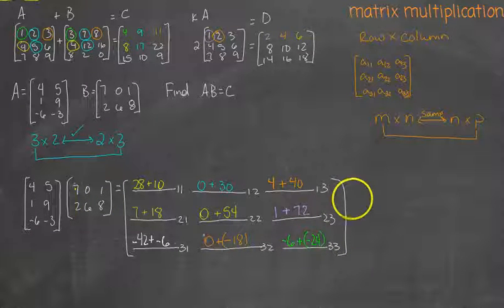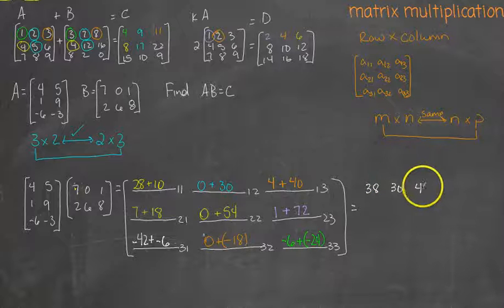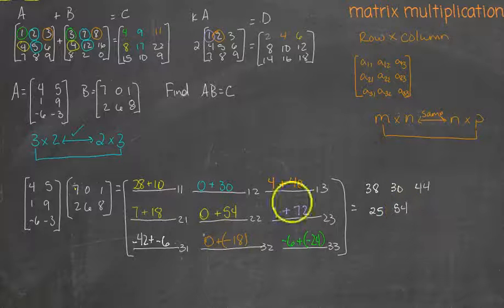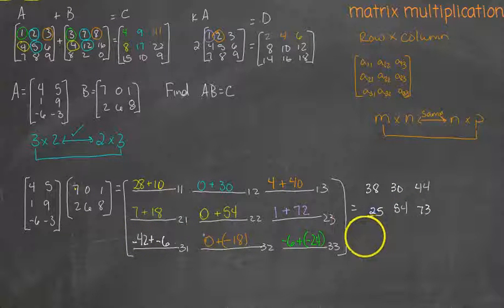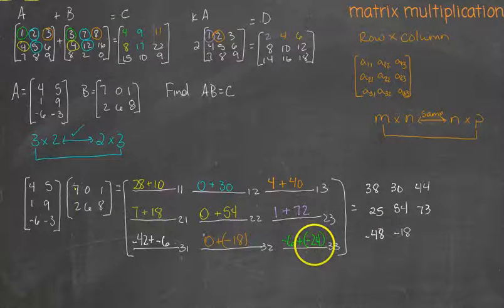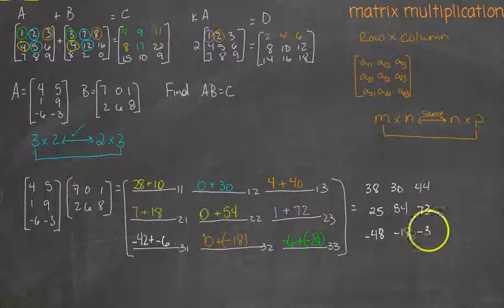Okay, now I can just put them together because it's simple addition. 28 and 10, 38. 0 and 30, 30. 4 and 40, 44. 7 and 18, 25. 54. 72, 73. Negative 42 minus 6, negative 48. 0 minus 18, minus 18. And negative 6 and negative 24, negative 30.